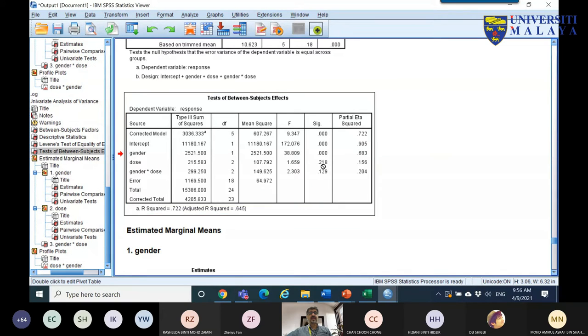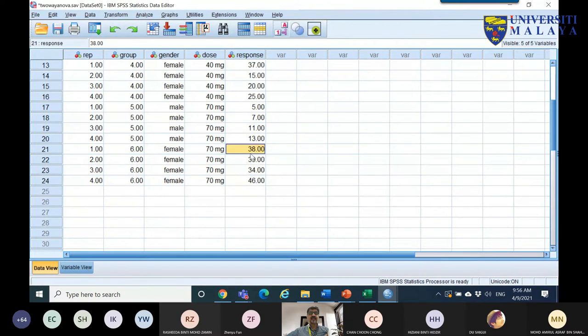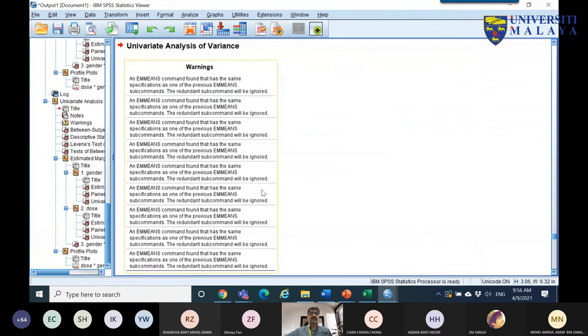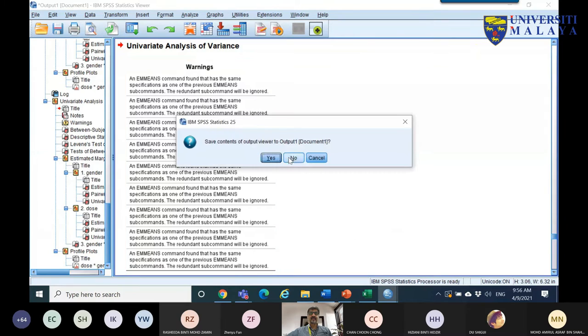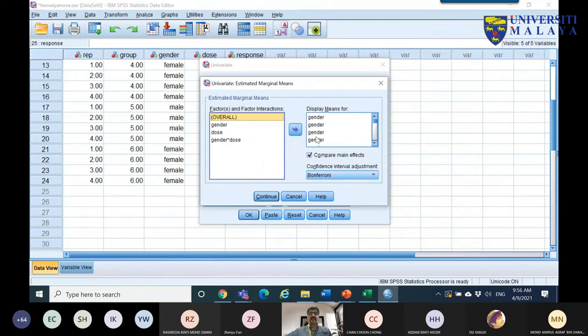Of course, the interaction here is not significant. Let me change it a little bit. So at 70 mg here, I just make it 50, 50, 40, and then 50. So now if I run it again, let me do univariate. There is a problem in my SPSS that every time I have to repeat it.